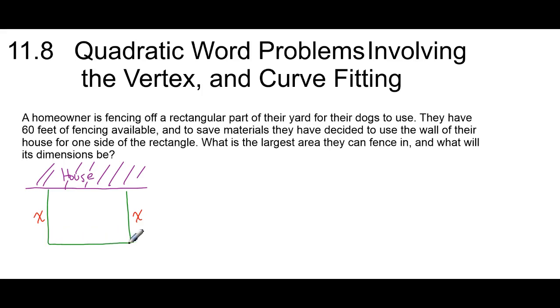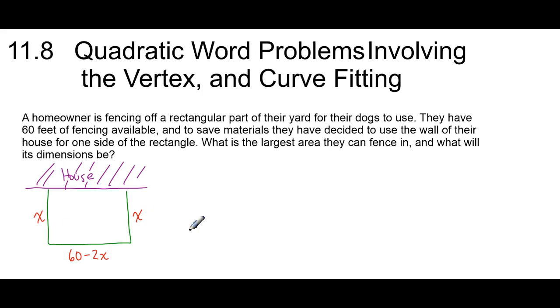And then this horizontal portion here, this is a little tricky, but the idea is you started out with 60 feet of fence. You put x on the left, you put x on the right, all the rest of it, 60 minus 2x, is going to go along horizontally there. So those are the three sides that need to be fenced.